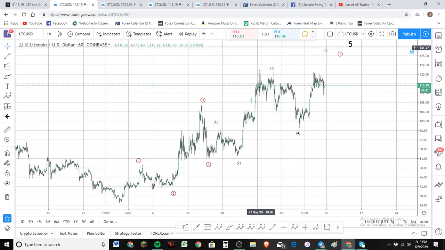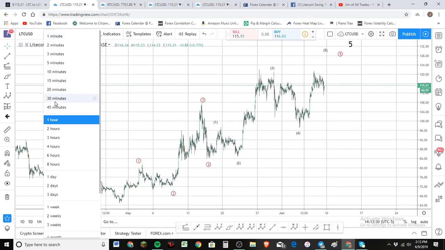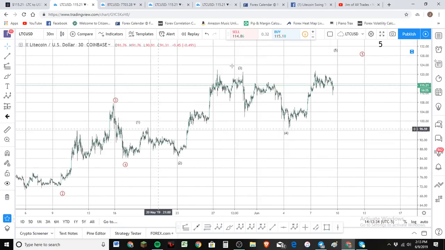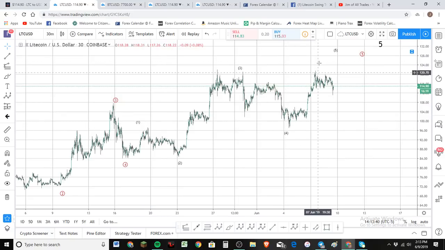So let me explain why I think that. Here we've got a nice little ABC down to the downside, followed by a move to the upside. Let's count and see what that's looking like. Let me go to the 30-minute chart. So we have 1, 2, 3. This was an ABC to the 4 downside. It didn't cross the 1, so that was a nice trade. We got in on that. It hasn't finished yet though. I think it's still got one more upside to go.